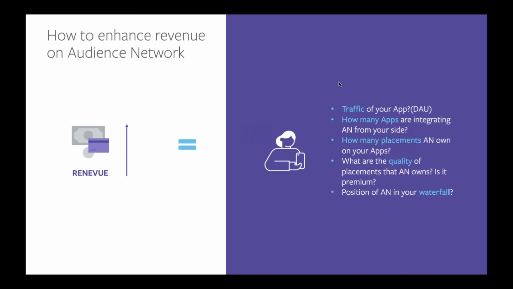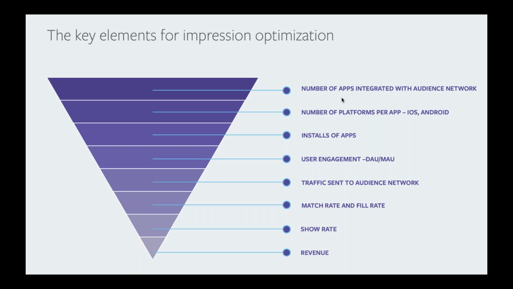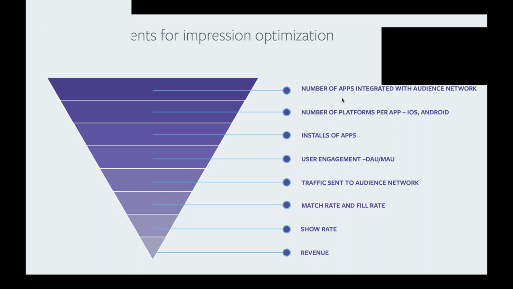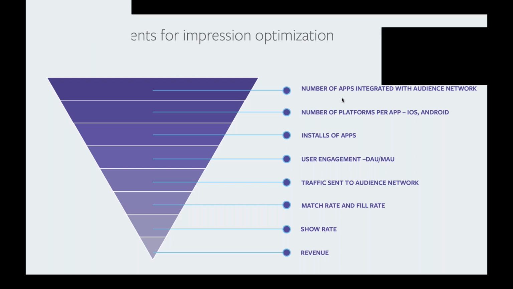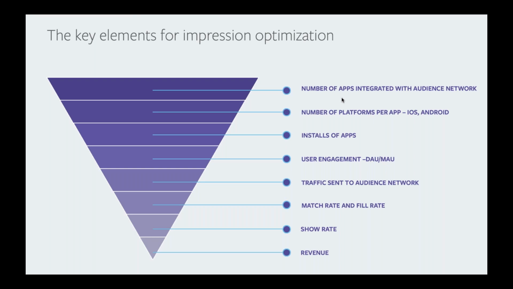When it comes to impression optimization, there are quite a few factors that contribute to impression. Let's look at it like a funnel. Think about it like this 8-layer funnel. So the first is the number of apps that are integrated within Audience Network. This is an easy one. The more apps that you have integrated with Audience Network, the more revenues that you'll have with Audience Network. And if you're facing difficulties on the integration process, please do reach out to us. The help center in your monetization manager dashboard is there for that very reason.